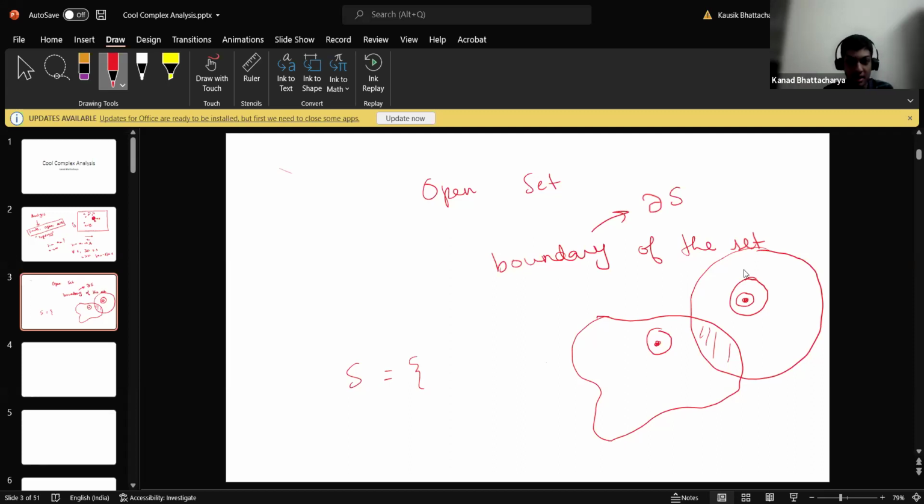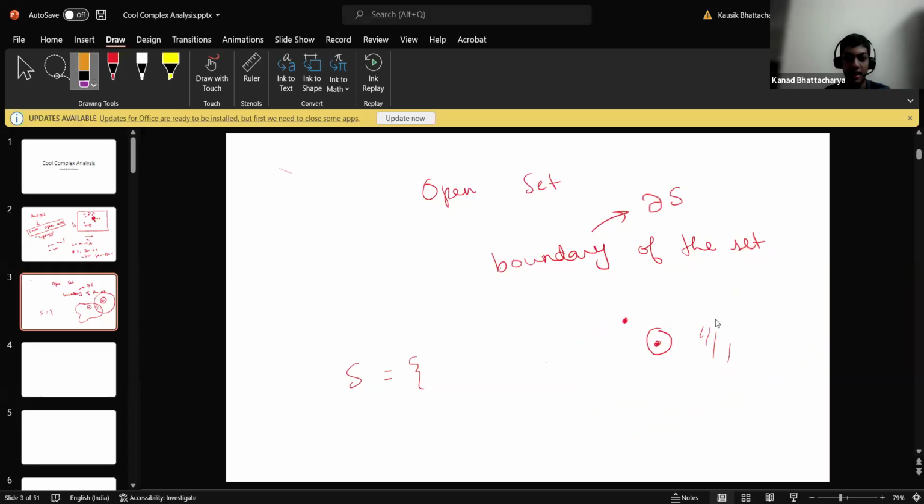But in the case of the boundary, no matter how small we make the circle, let it be 0.1, 0.001, no matter how small it is, there are always going to be points from within the set and from outside the set. Does that answer your question? Yeah. Okay. Thanks for pointing it out. I guess I was kind of sloppy with the way I defined the boundary.